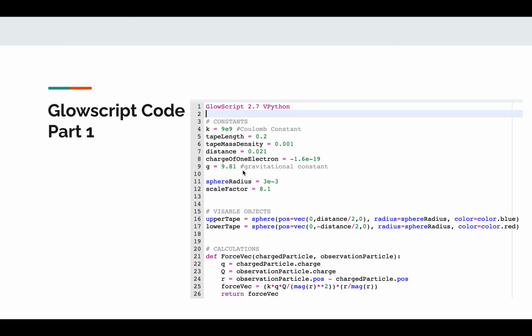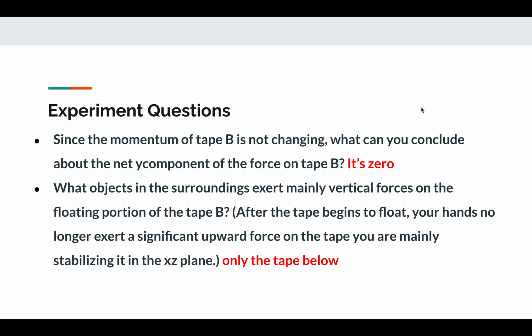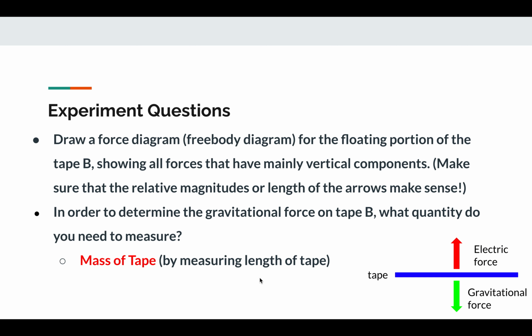Here's my code for part 1. And you can see that the green arrow is the electric force. They have the same magnitude but different directions. And also the gravitational force has the same magnitude as the electric force as well. Here are some questions. Since the momentum is not changing, the net force would be 0. And the only object that is exerting force is the tape below, which is exerting electric force on the tape above.